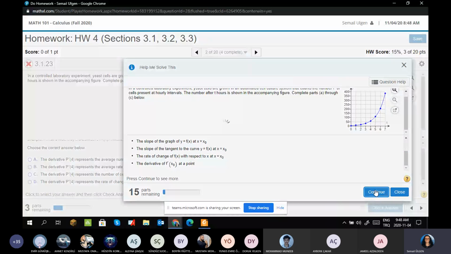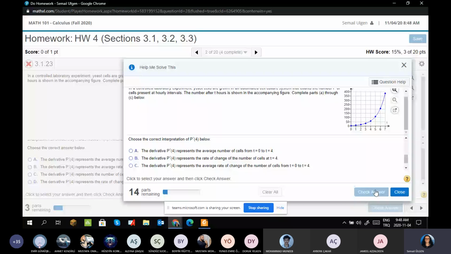So let's continue. Choose the correct interpretation of P prime. It's going to represent the rate of change of the number of cells at t equals 4. So at t equals 4, how many more cells have been produced? It's going to give you that over the last hour, in terms of units, for each unit, the amount of rate of change. In a certain interval, you just calculate the change. So the answer is going to be B.